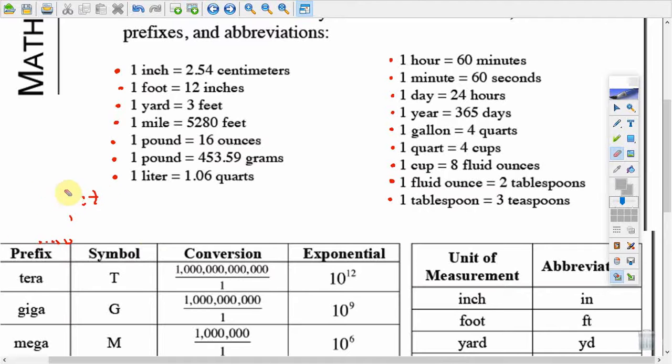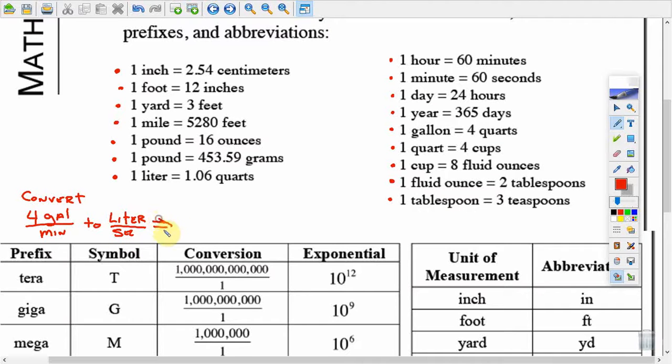Let's go ahead and talk about how we would use this with a quick little problem. Let's say that we wanted to convert 4 gallons per minute. Say that we have water coming out of a hose pretty fast, 4 gallons a minute, and we want to convert that to liters per second.